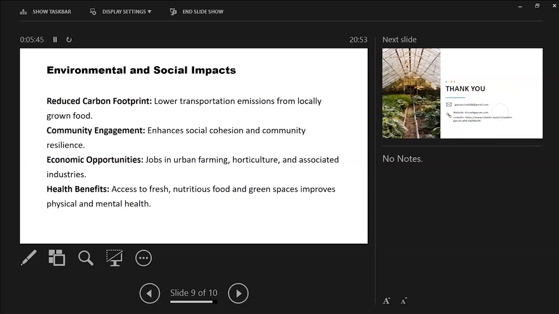Mostly it has also been covered by the previous speakers: community engagement, which is very essential for social cohesion and community resilience. And the economic opportunities are also there in urban farming. We can engage a lot of the community along with the economic prospect. And of course, there are a lot of health benefits as well. Getting fresh air, fresh nutrition, and green spaces improves physical and mental health, as was previously said by Dr. Urvashi. So I have this much to share with you.